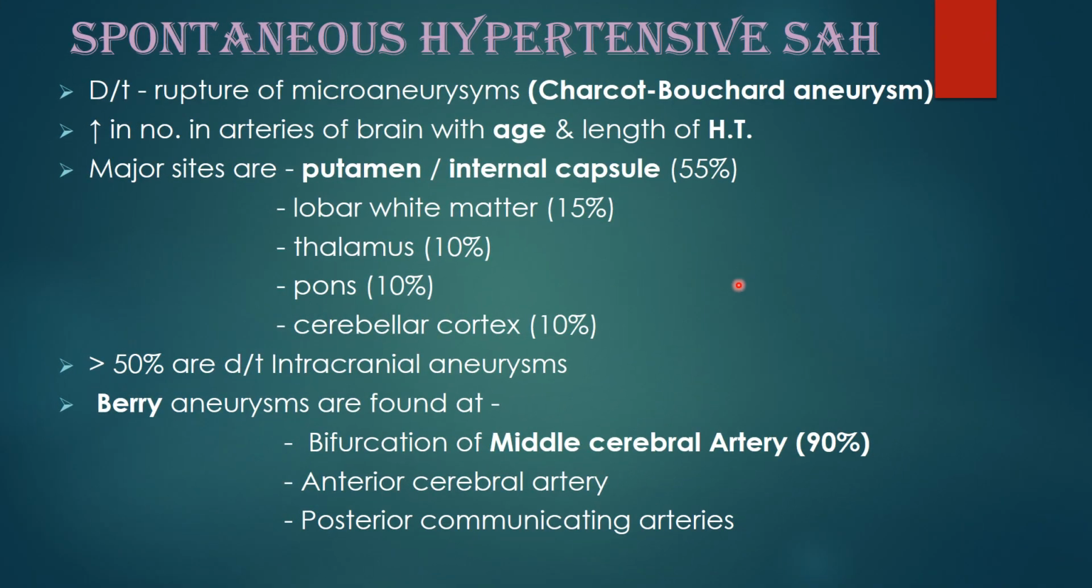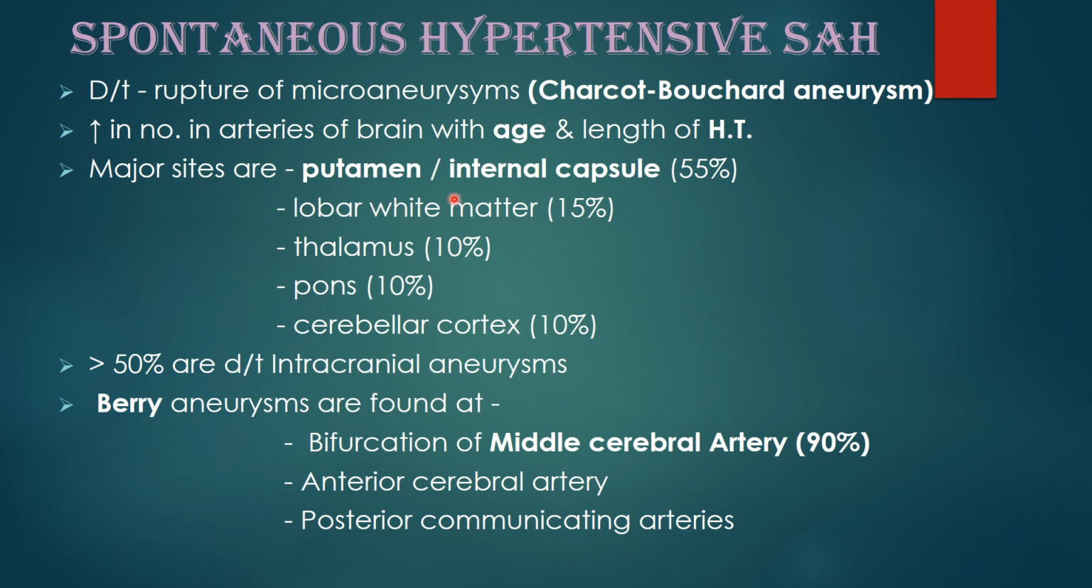So it can be spontaneous, mainly in cases of hypertension. In a hypertensive individual, spontaneous subarachnoid hemorrhage can present. It can be due to rupture of microaneurysms, which are called Charcot-Bouchard aneurysms, and this is seen in older individuals, because in older individuals the vessels are fragile, they are atherosclerotic, so formation of aneurysms is more frequent.